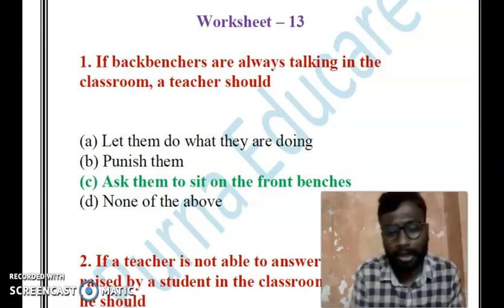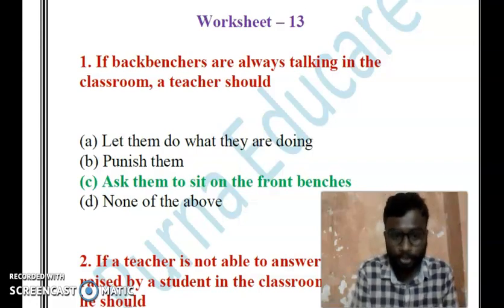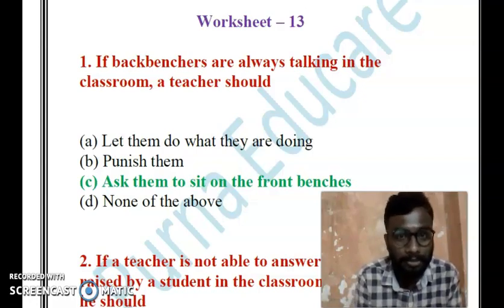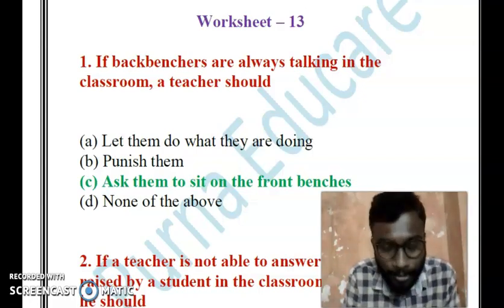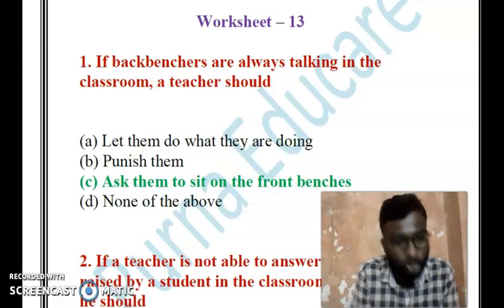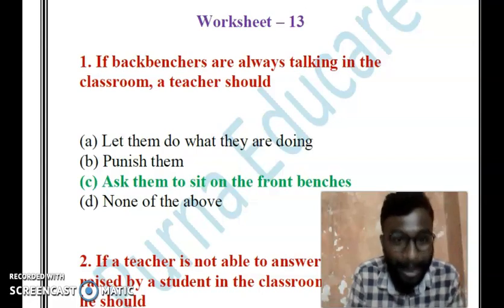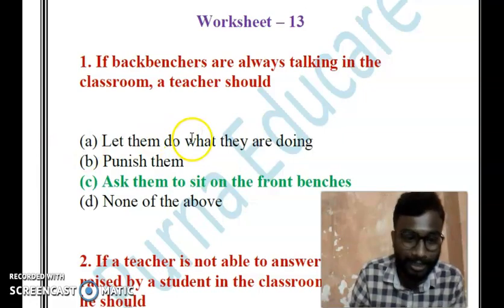Letting them do what they are doing leads to misbehavior and it will go for an overcrowding. So we should not let them just do what they want to do. Punishing them always doesn't give a good solution. If you ask them to sit in the front benches, automatically their attention towards the teacher changes and their voice really changes. So option C, ask them to sit on the front benches, will be the appropriate solution if the backbenchers are always talking in the classroom. Option C is the correct answer.